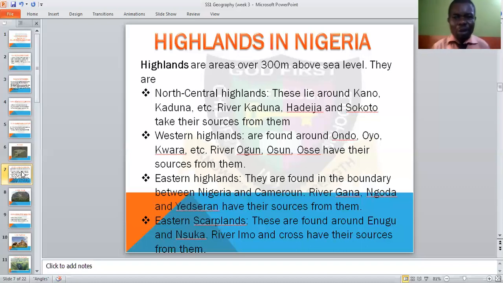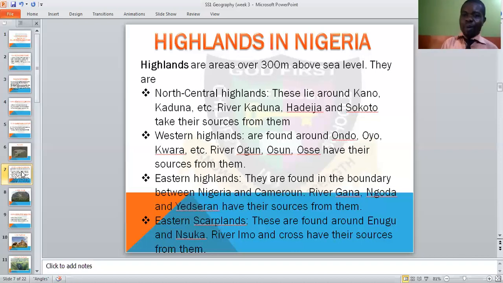Remember last week I told you Nigeria is bounded by Cameroon Republic in the east. River Ghana, River Angoda, and River Yeseran. These are rivers that are seen in that area, close to the island. They take their source from there and then they flow. This Ghana is G-A-N-A, not the real Ghana as a country. Please take note. Then Eastern Scarpland is also seen around Enugu and Sunta. That is the eastern part of the country.